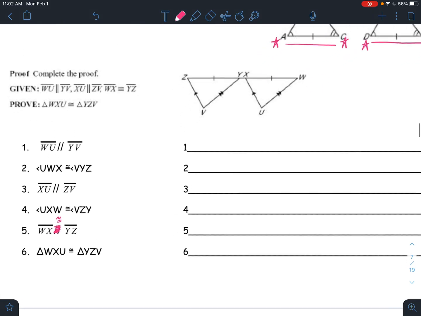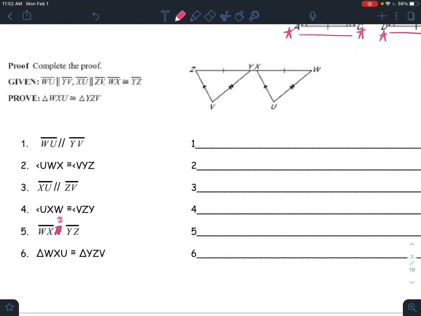So we're going to complete our proof here. Let's go ahead and mark up all of our given statements. WU is parallel to YV, so that's step number 1. And XU is parallel to ZV, that's down in number 3. And there's a typo down here, but WX is congruent to YZ, that's actually step number 5, that is also given.